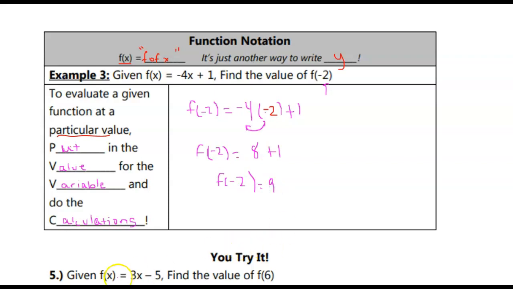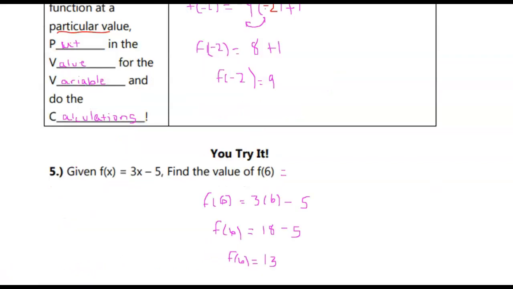Okay, now I want you to take a second, pause the video, and I want you to try. How did you do? All right, input -6 into the value where you see the variable, do the operation. You should have gotten f of -6 equals 13.